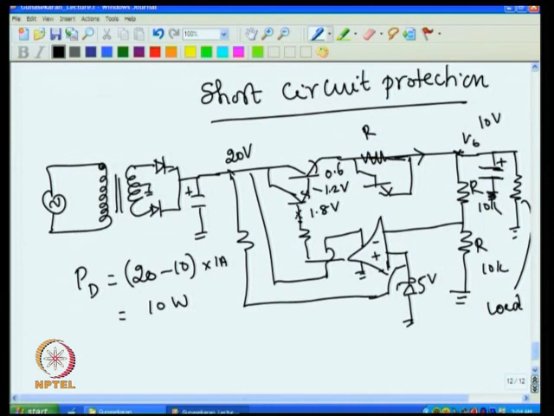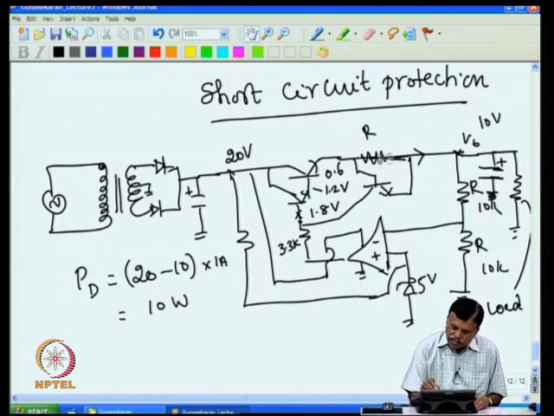So once the short occurs, the voltage at this point goes to 1.8 volt and this sits at 0.6. If this is 20, then obviously the current flows depending upon this resistance. Assume I had put, say, 3.3k, then with 1.8 here and 20 volt here, that gives about 18 volt. 18 by 3.3k, around 6 milliampere current will flow through this. So you will have 6 milliampere current going through this, with this sitting at 1.8 and this sitting at 0.6.